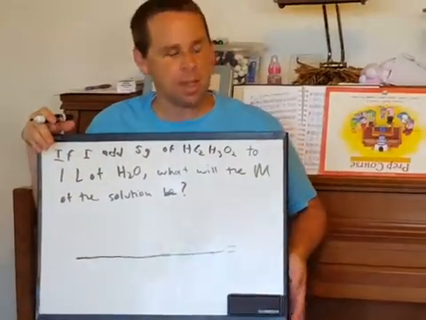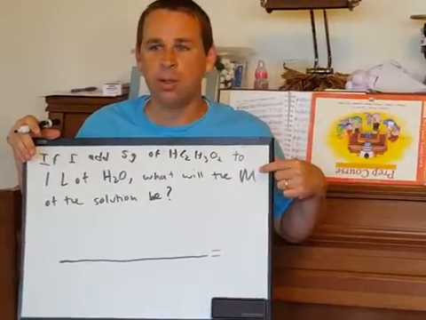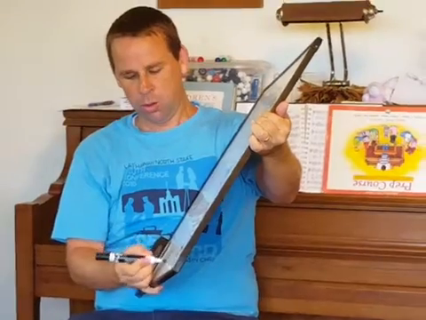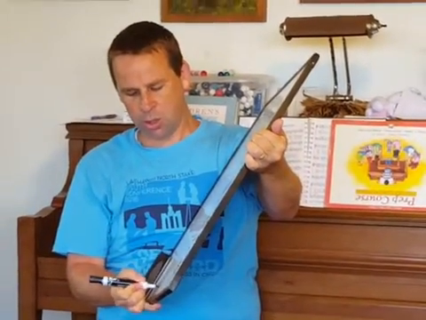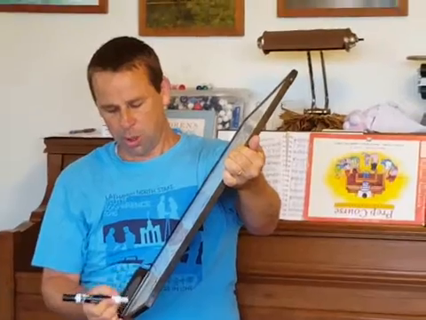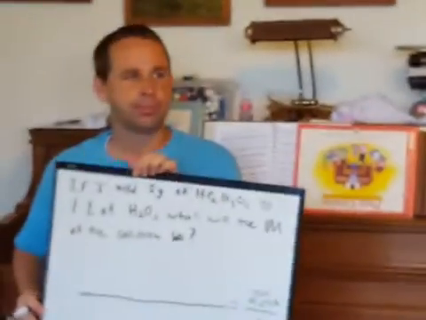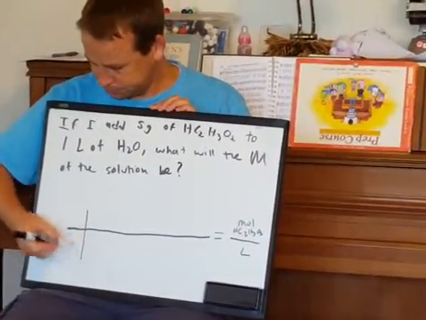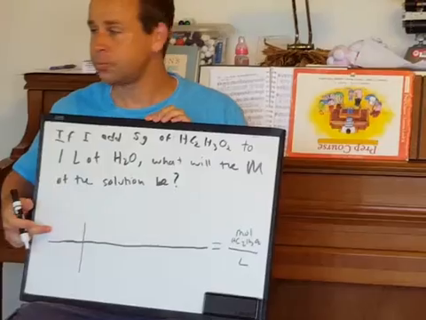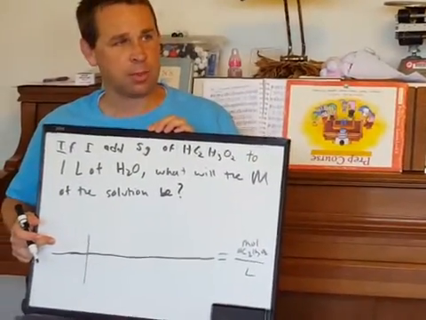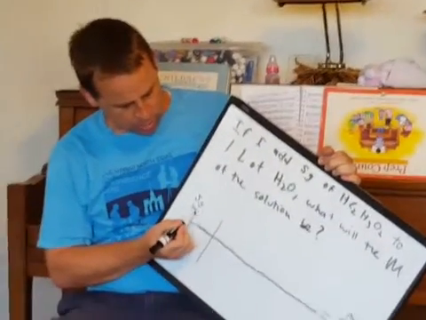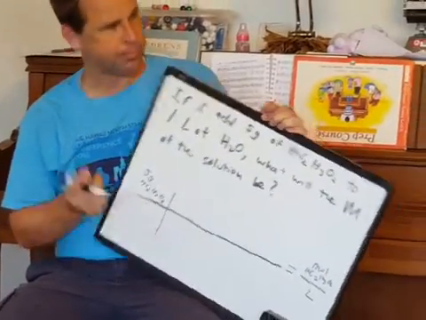Molarity. So what does that big M mean? What does molar mean? What does molarity mean? Moles over liters. Moles per liter. That's right. So right here I'm going to put moles of HC2H3O2 per liter of solution. Okay? There we go. What goes over here? 5 grams. That's right. 5 grams of HC2H3O2.